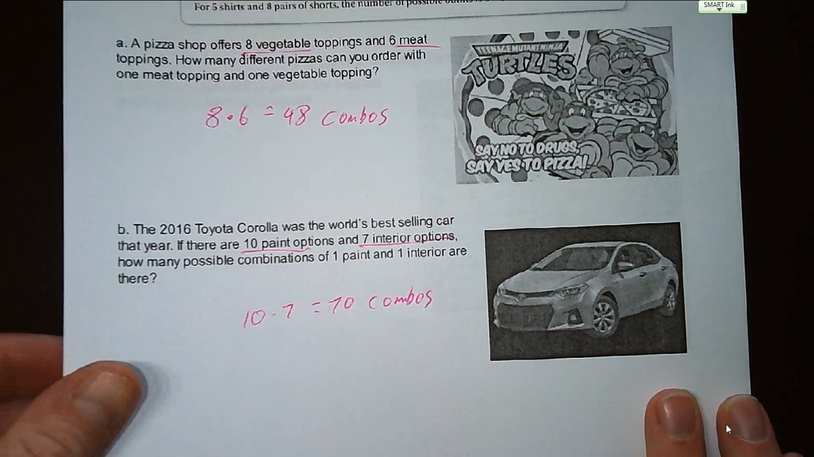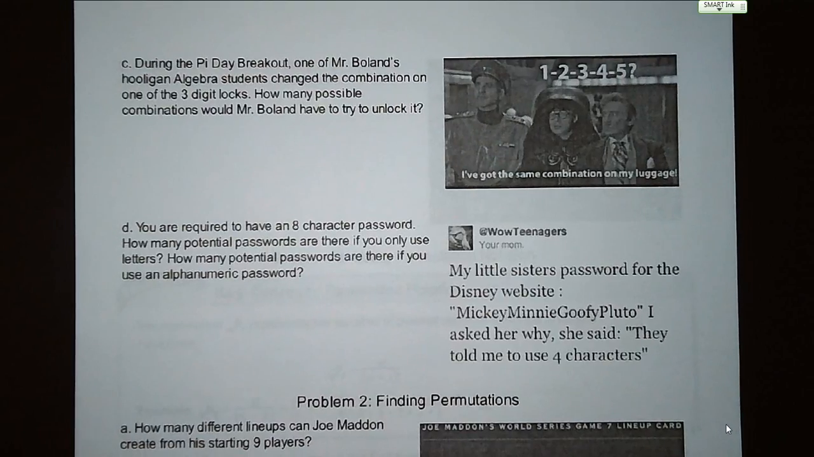Okay, next page. Go ahead and work on that.